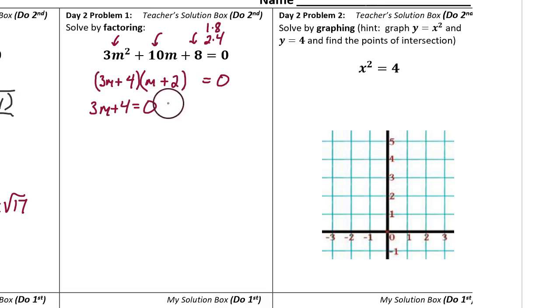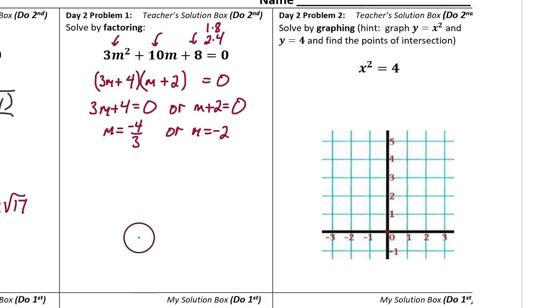Set the first factor equal to 0, then write the word or, and put the other factor equal to 0, and solve both of them. Subtract 4 and divide by 3, and over here, subtract 2.